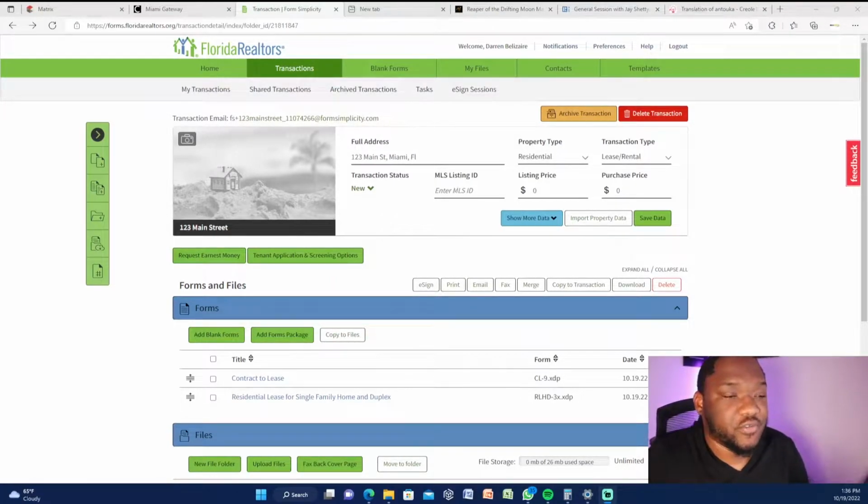Today we're going to go over the second part of the contract to lease, which is the next phase when you already have your contract accepted by your client or by the landlord. This is the residential lease for single family home and duplex.